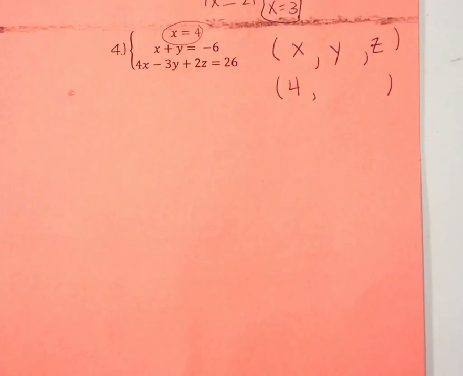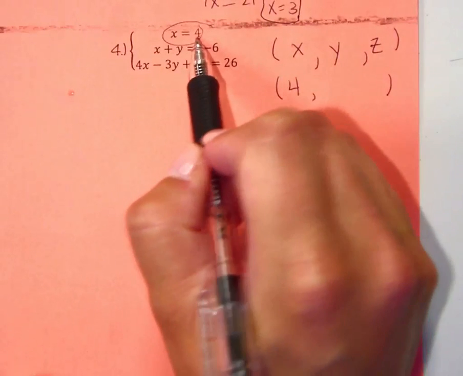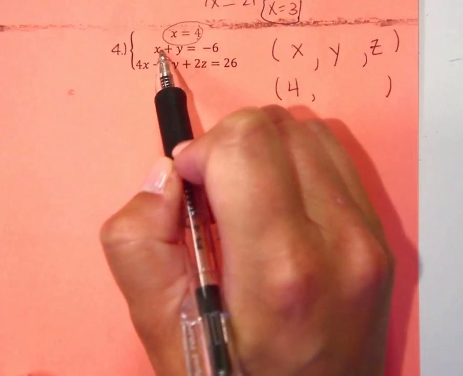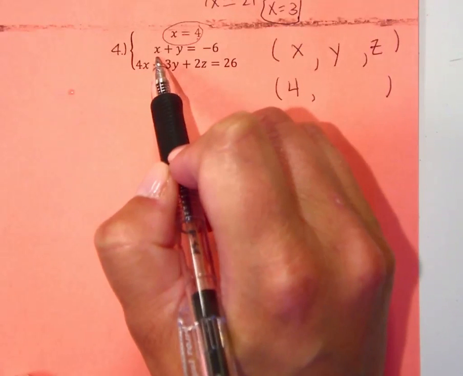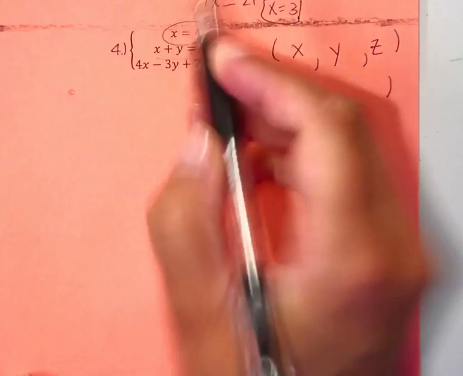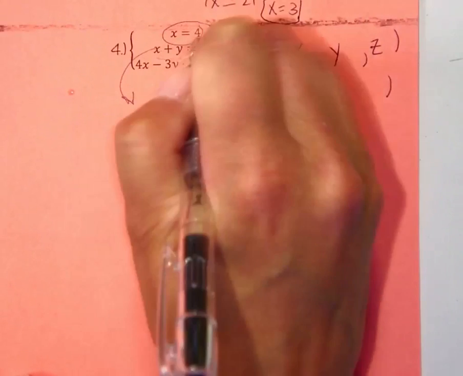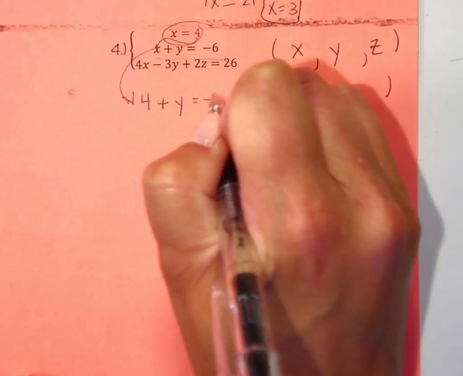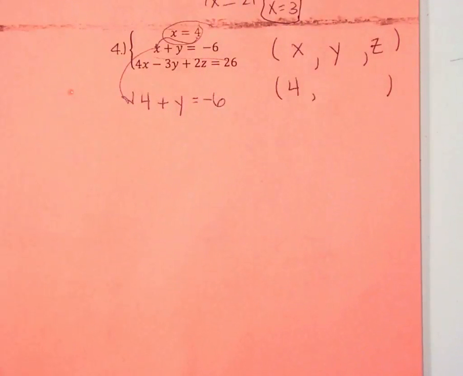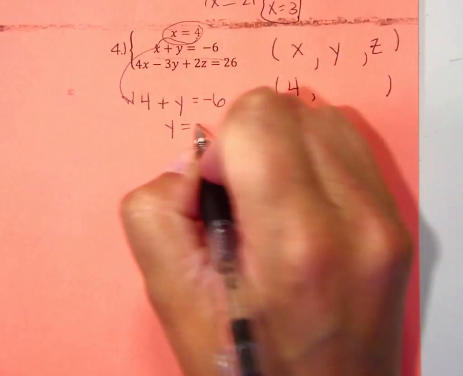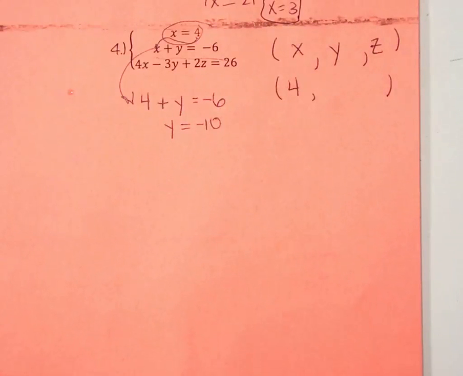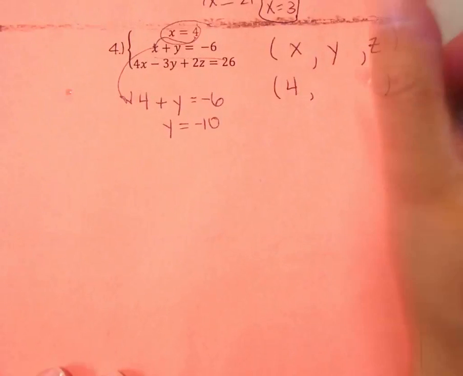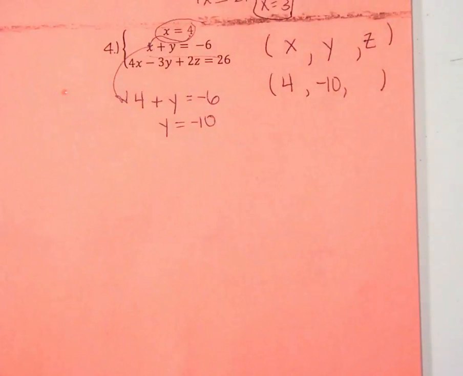All right, so we are going to start off using the fact that we know x is 4, and we are going to substitute that value of x into the second equation. So if we do that, again, plugging 4 in for x plus y equals -6, then we can solve for y. So we're just going to subtract 4 and get that y is -10. So you can go ahead and put that in your ordered triple.